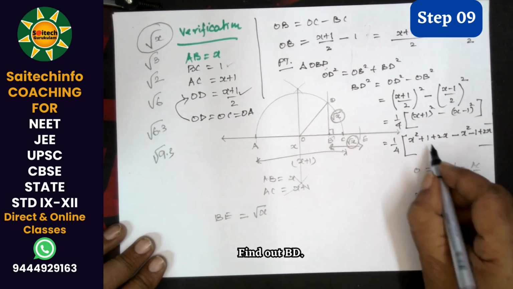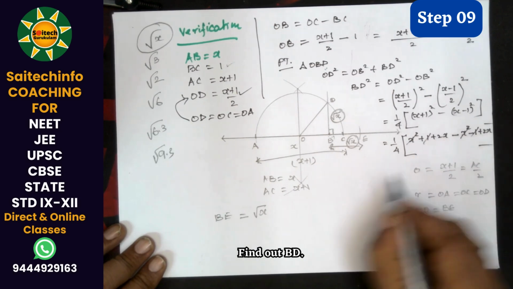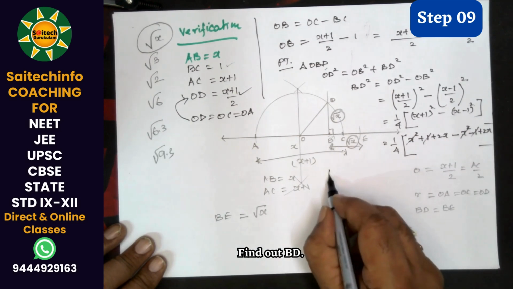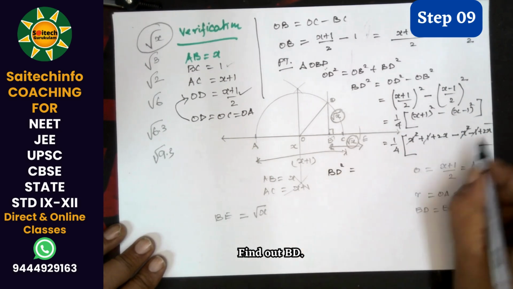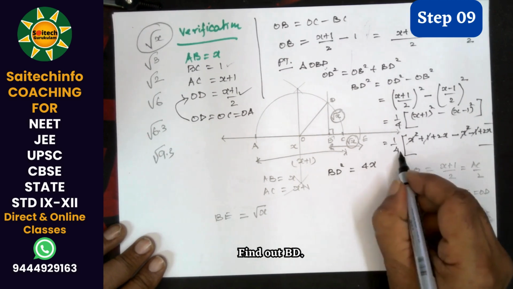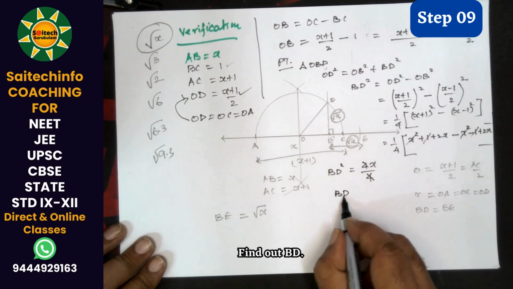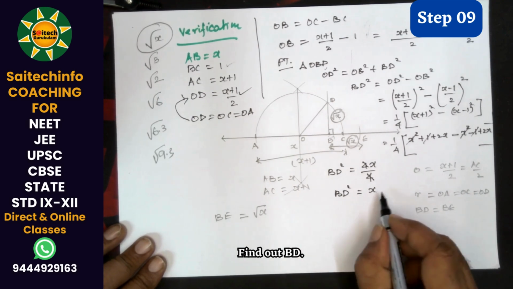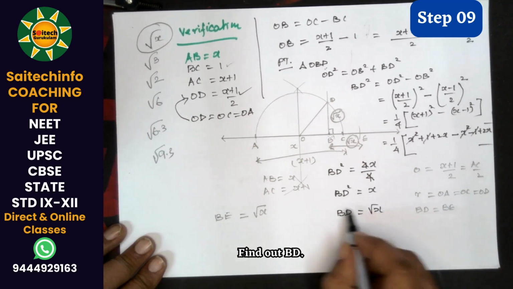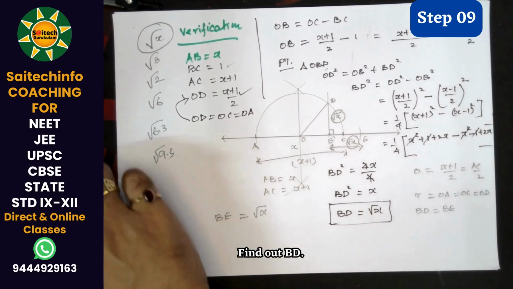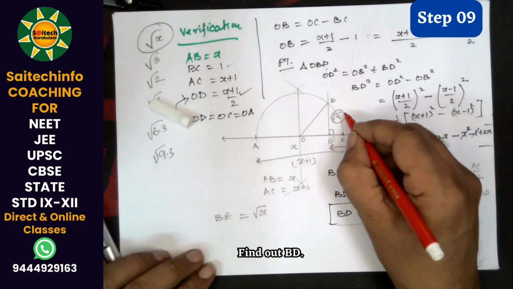Now this x squared can be cancelled, plus 1 minus 1 is cancelled. Therefore BD squared is equal to how much? 2x plus 2x, 4x, and you got 4 here, so divided by 4, so 4 can be struck out. Therefore BD squared is equal to x, and BD is equal to the square root of x. Now we have identified this BD as root x. We have proved this.